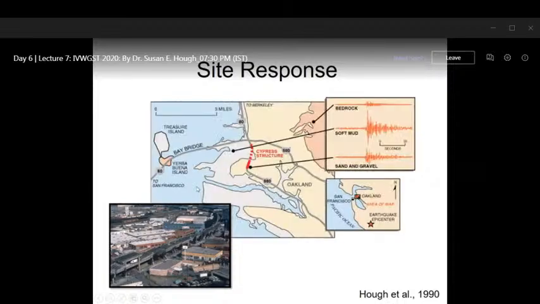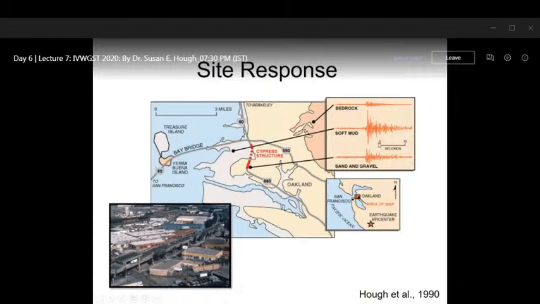This is a somewhat famous figure by now from work that I did as a postdoc after the 1989 Loma Prieta earthquake, which occurred down here. This is the San Francisco Bay Area. I don't have a bigger map, sorry. And then if you come up here to Oakland and San Francisco, there was quite a bit of damage. And then around the bay, there are very soft sediments.